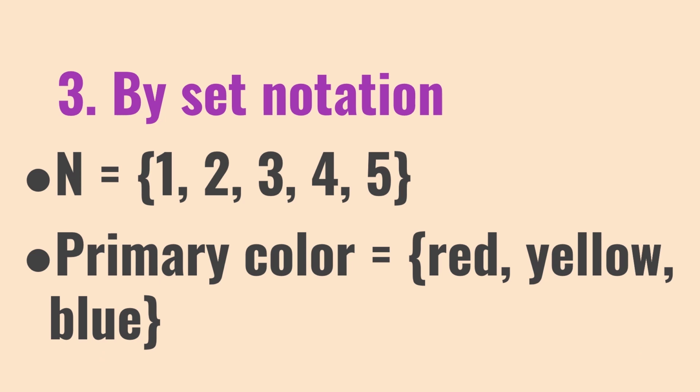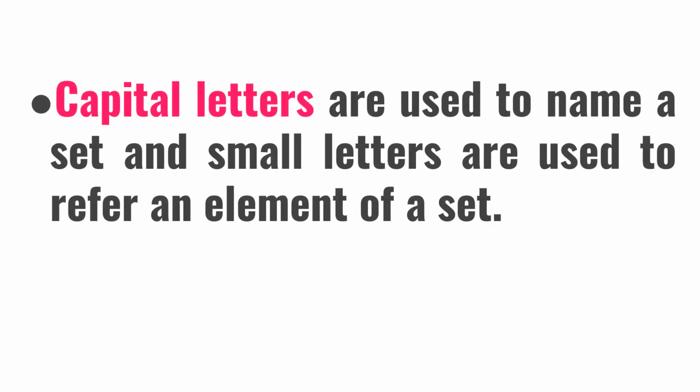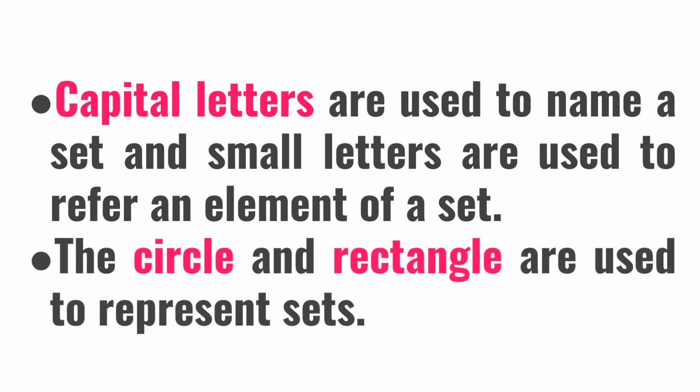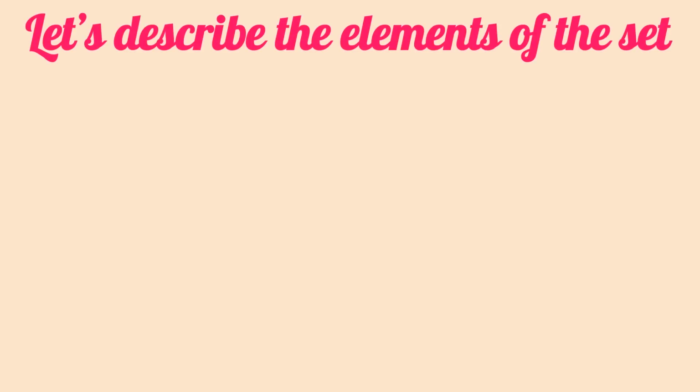Capital letters are used to name a set, and small letters are used to refer the elements of a set. The circle and rectangle are used to represent sets. Let's describe the elements of the set.